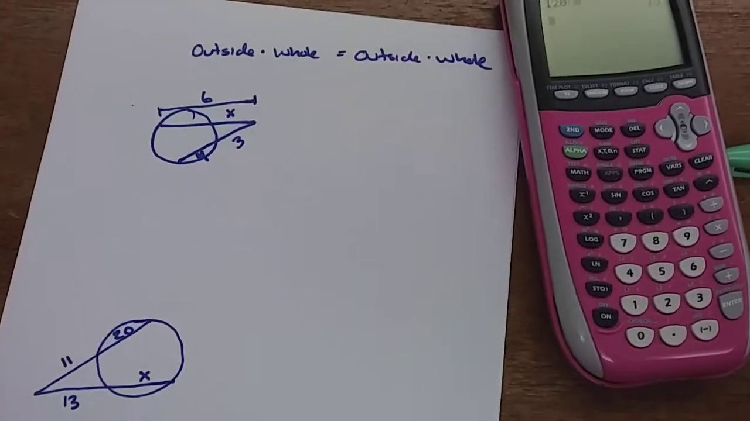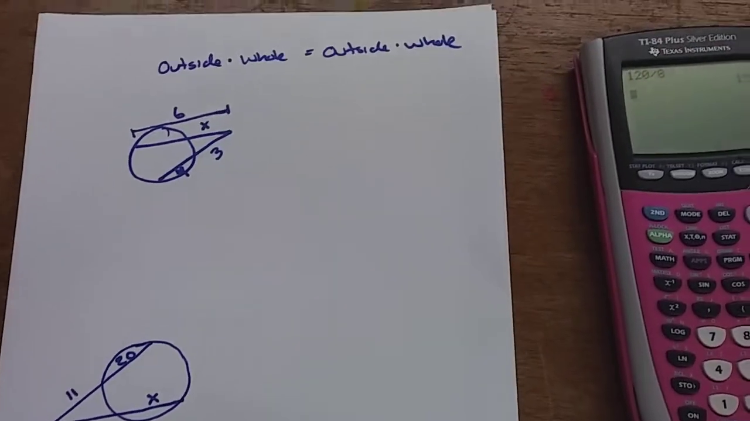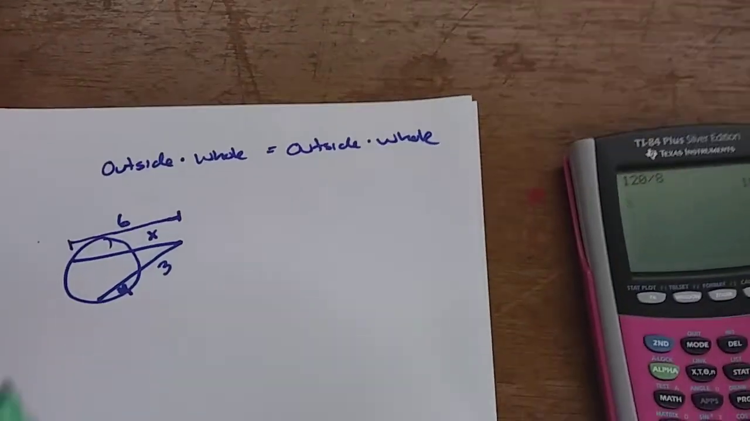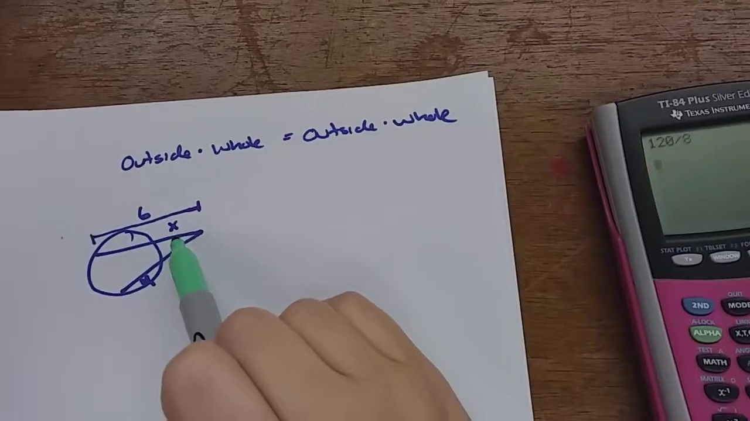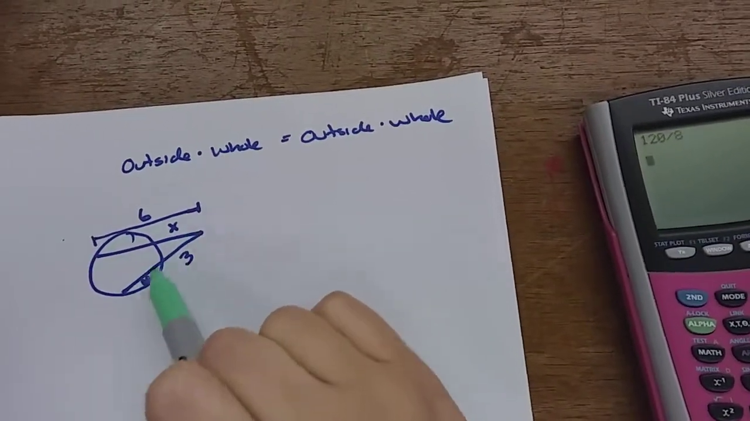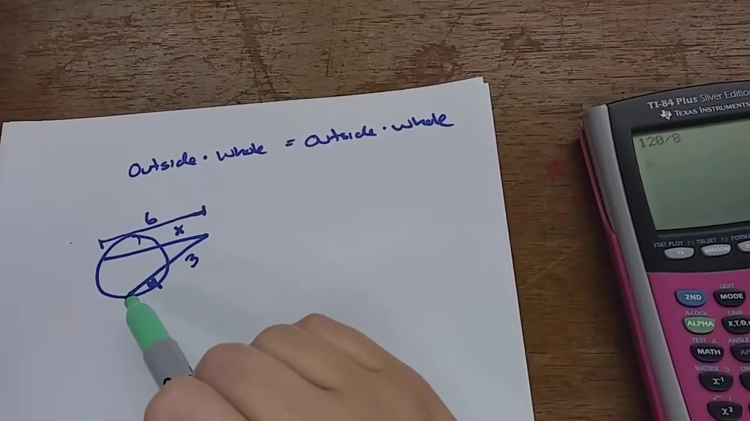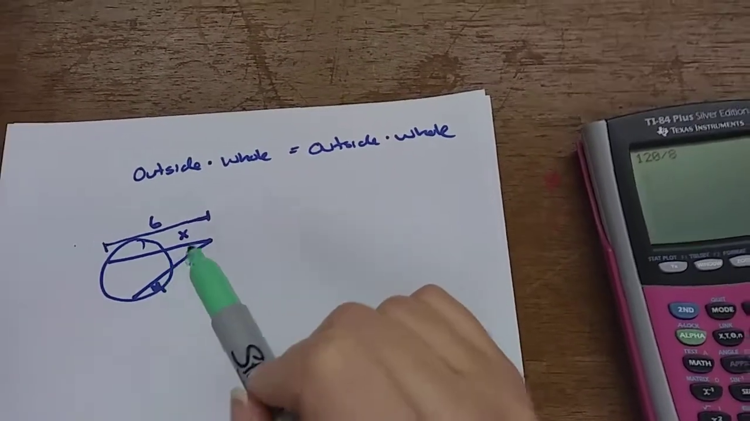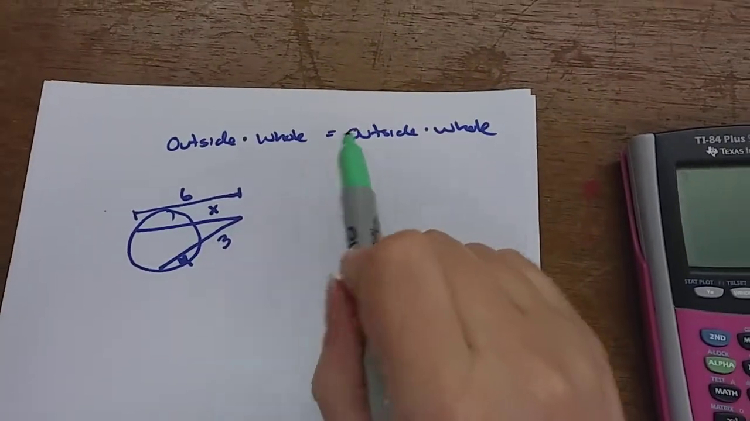Alright, so that's one theorem, one left to go, almost done with notes. The next theorem is kind of our outside angle problem, but instead we're not looking for an outside angle, we're dealing with lengths of secants and tangents. So these are secant segments because they touch the circle twice. Your new formula is outside times whole, outside times whole.